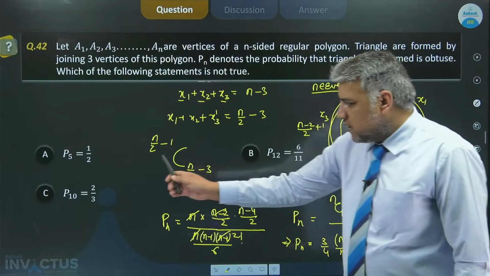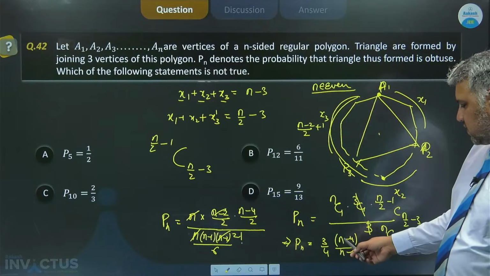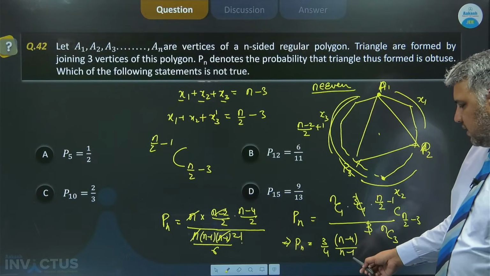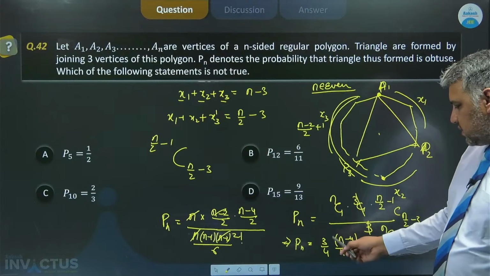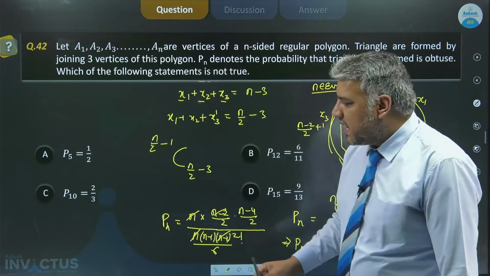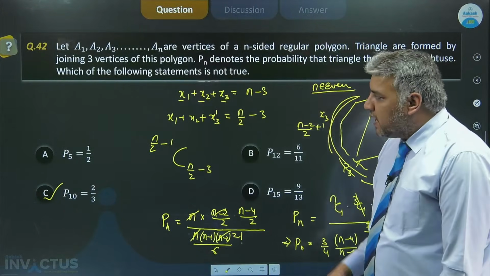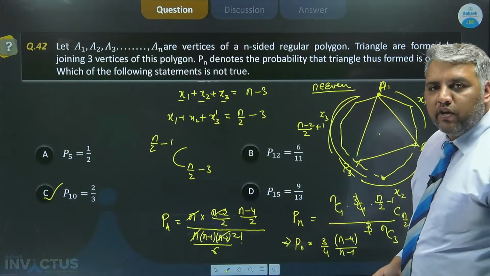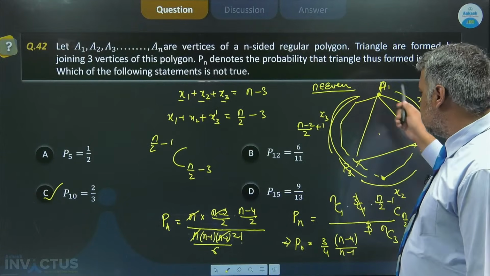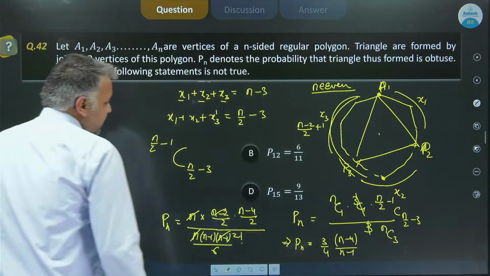If we put n equal to 10 here, this will be 6 divided by 9. So finally, I think this will be 1 by 2, but it is given as 2 by 3. So this is an incorrect option, so this must be one of the answers. Similarly, we can calculate for n even and n odd using this. So A and D will be correct statements.